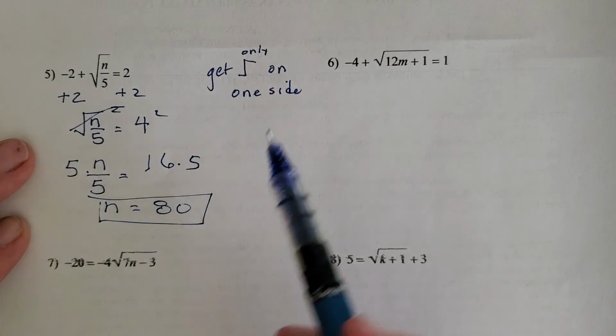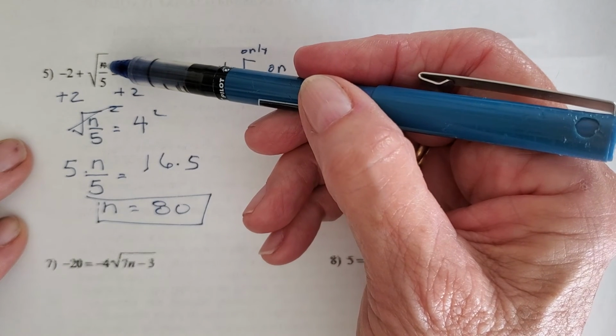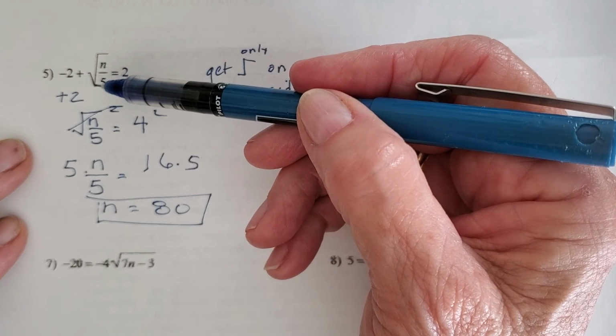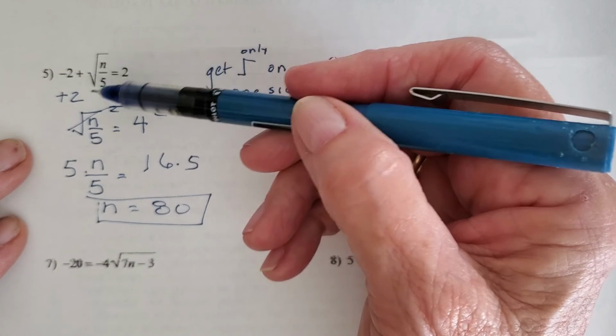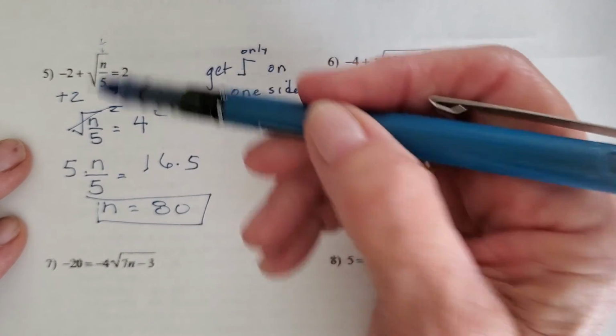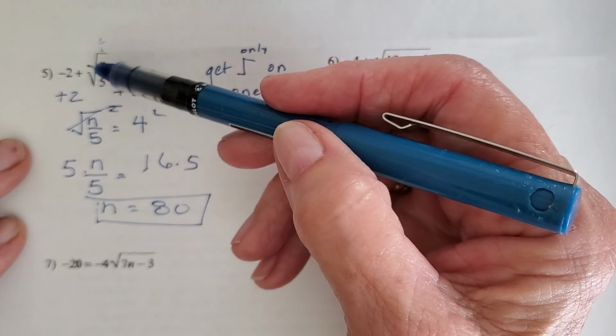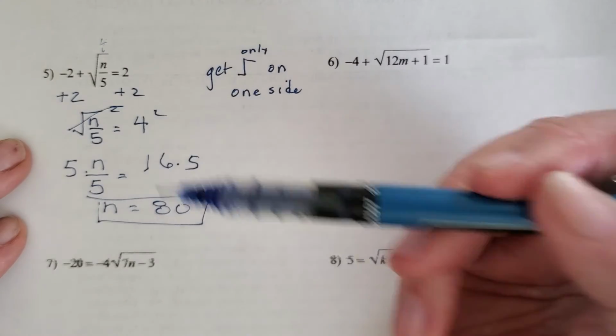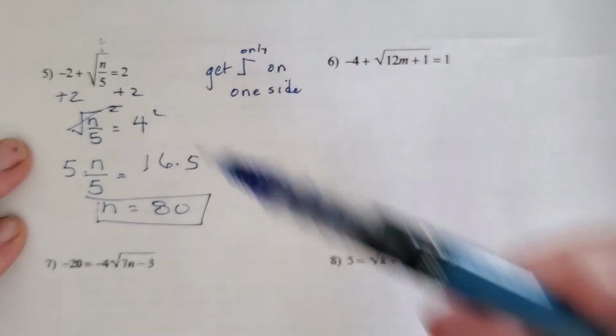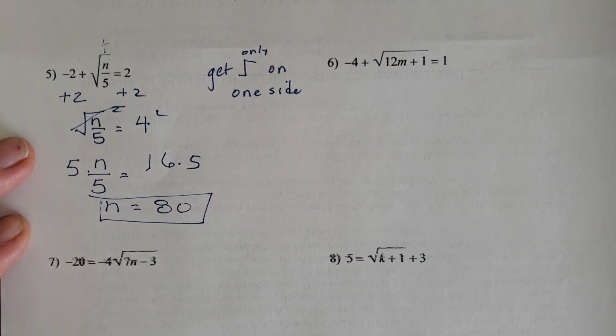And if we substitute back, if we put 80 here, 80 divided by 5 is 16. The square root of 16 would be 4. -2 plus 4 equals 2. So this answer fits in there and makes it true.